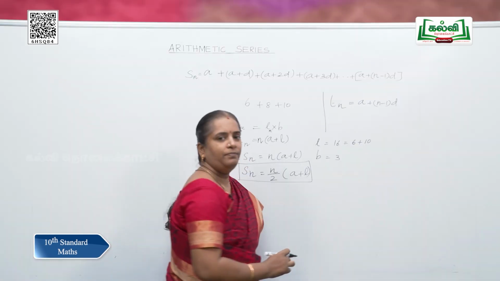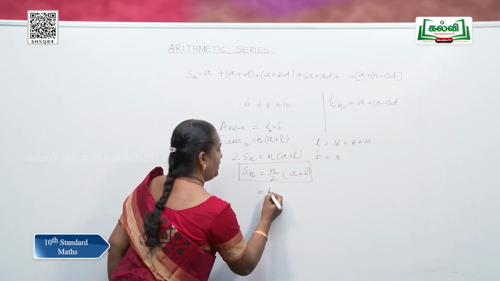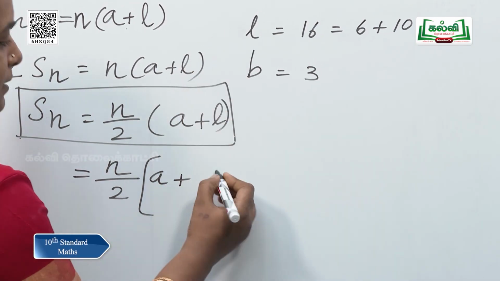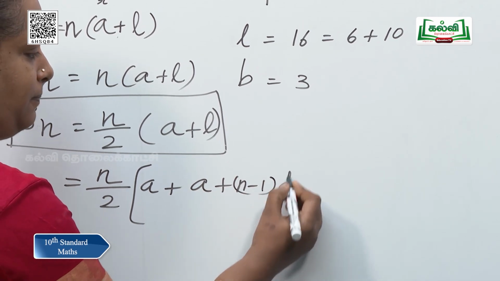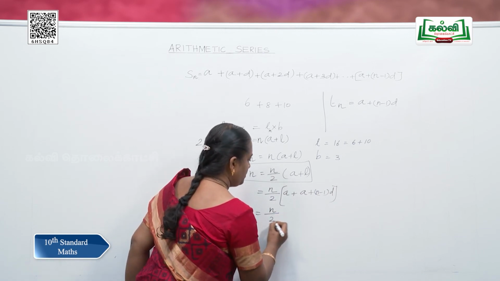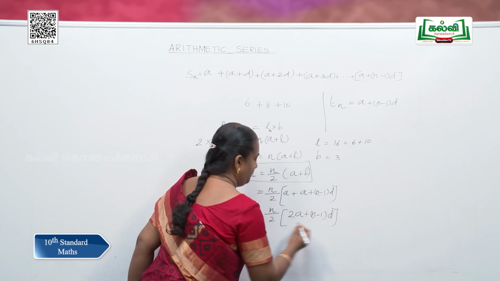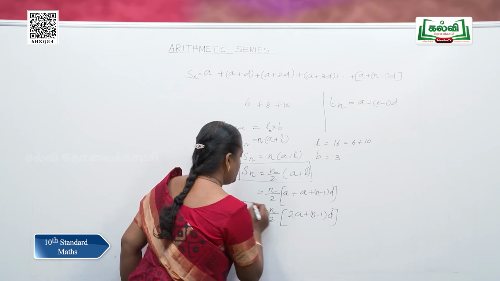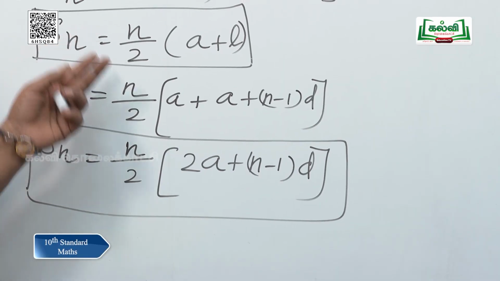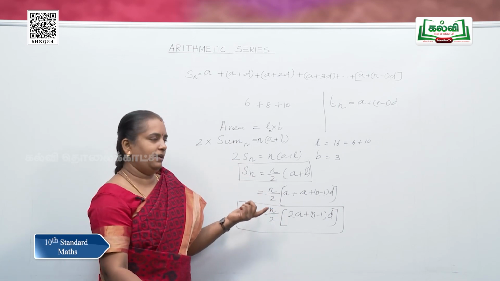You have written this. So, we are going to replace that for l. So, we are going to write n by 2 into (a plus, what is l? a plus (n minus 1) d). So, here a plus a, yes, becomes 2a. So, n by 2 into (2a plus (n minus 1) d). Very good. So, this is another formula which we are going to use for finding the sum of n terms of an AP. So, what is the use of these two? Why do we have two formulas? One is enough, you are thinking.